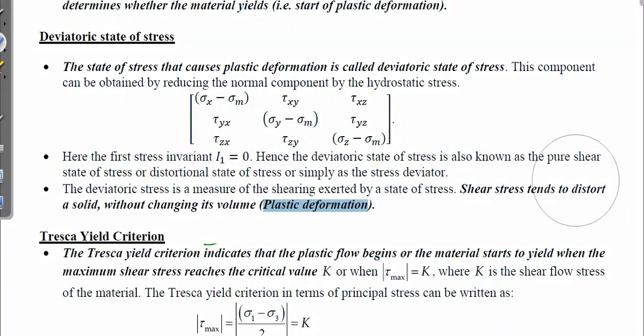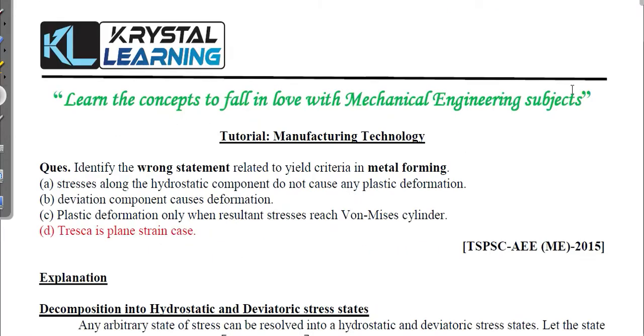So we got to know which component is responsible for plastic deformation and which for volume change. From the discussion so far, stresses along the hydrostatic component do not cause any plastic deformation. This is true, because the hydrostatic component will cause only elastic deformation. Second, the deviatoric component will cause plastic deformation. This is true, we have seen.